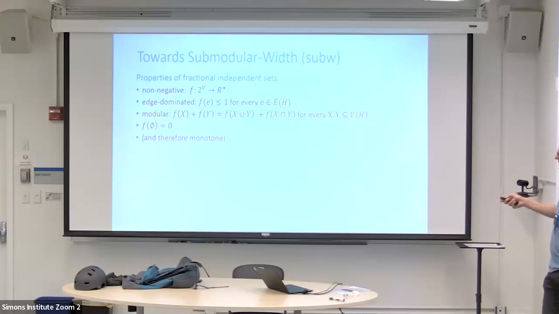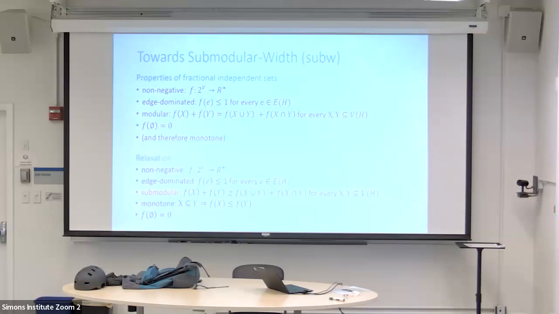Edge dominated is the term which Grohe and Marx used to refer to this condition that f applied to any of the edges must be at most 1. Otherwise it would not be independent. Then we have modularity, that is f applied to set x plus f applied to set y is the same as f applied to the union plus f applied to the intersection. And we also have that the empty set must be assigned number 0. Monotonicity follows from the rest.